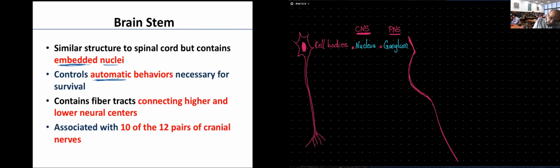If we're looking at the axons or the nerve fibers, clusters of axons or nerve fibers that are traveling inside the CNS are called tracts. A bundle of axons or nerve fibers traveling outside of the CNS in the peripheral nervous system, it's what we call a nerve.